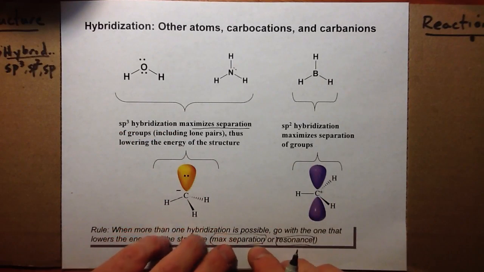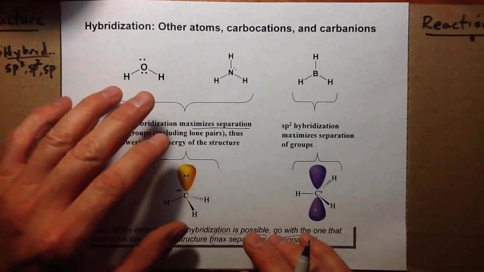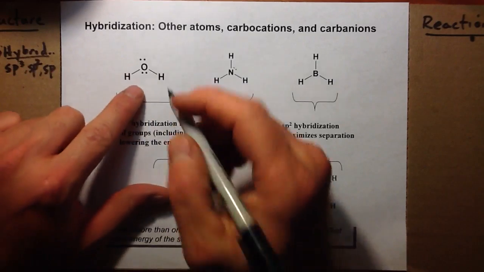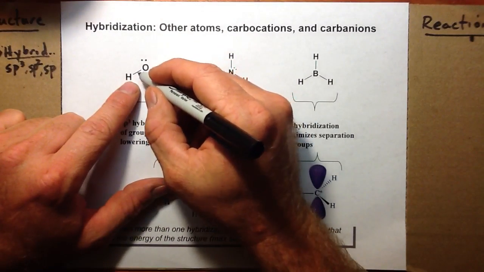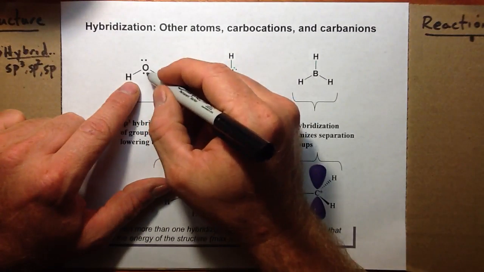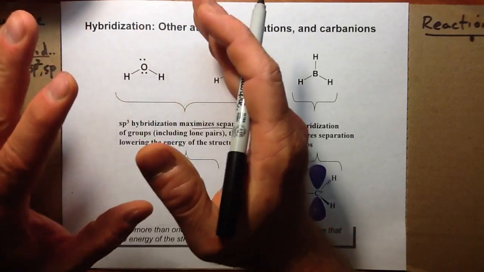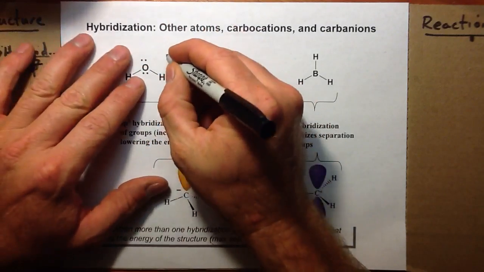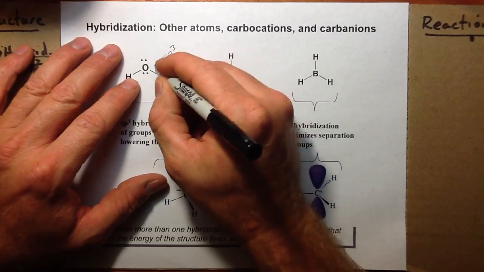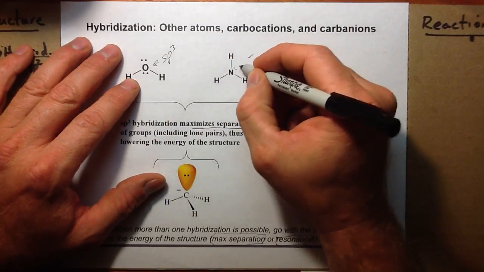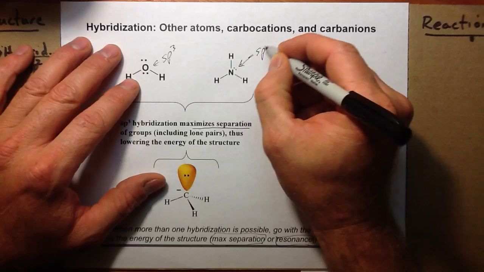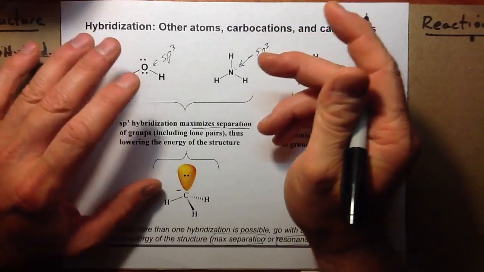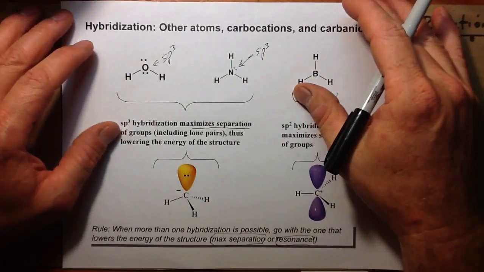So let's figure out what we mean about setting the hybridization by maximum separation. All we mean is this: take all pairs, bonding or non-bonding, and set them to maximum distances from each other through the hybridization. To do that, we would set this one as sp3, and so also we would set this one to sp3, because that would maximize the separation of bonding and non-bonding pairs.